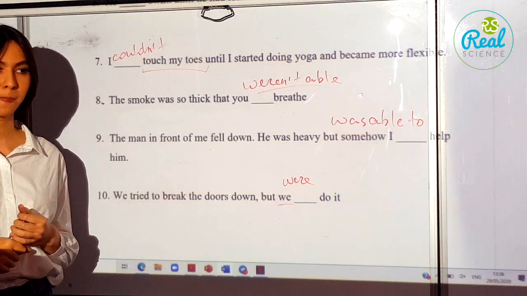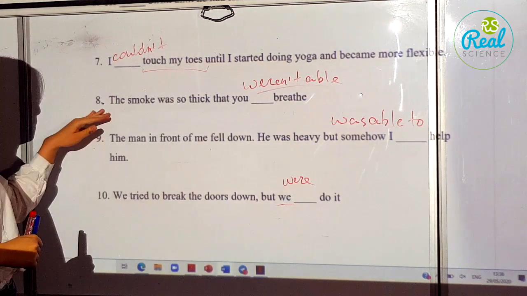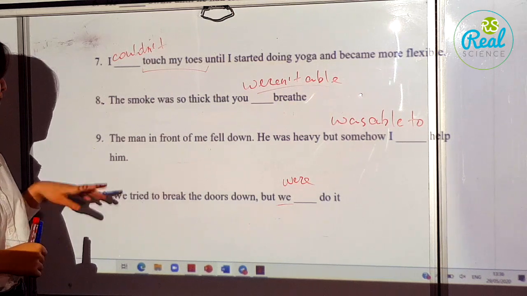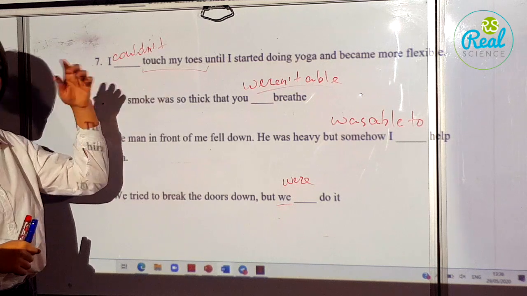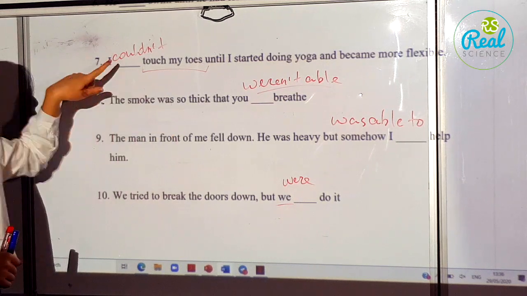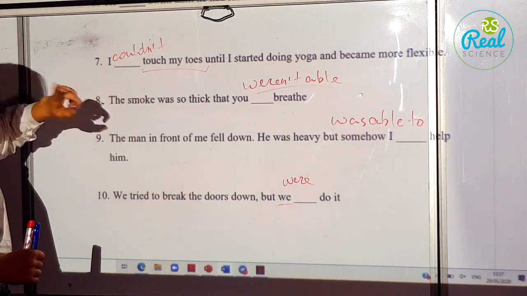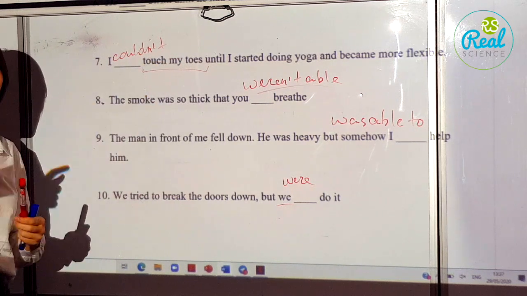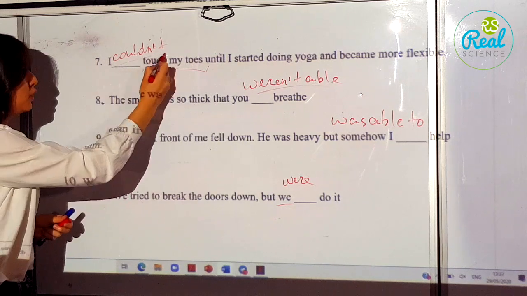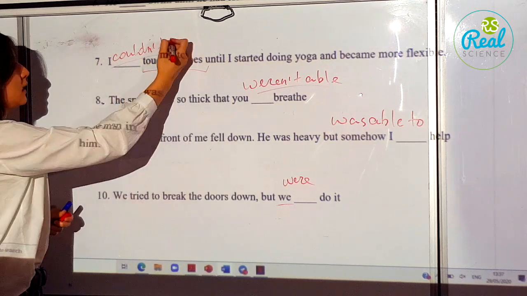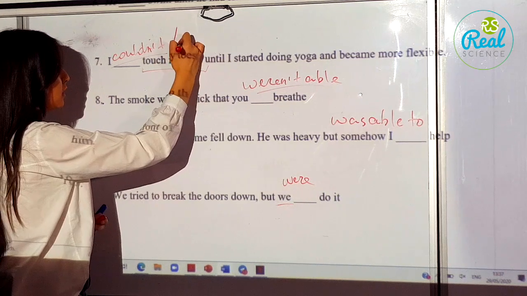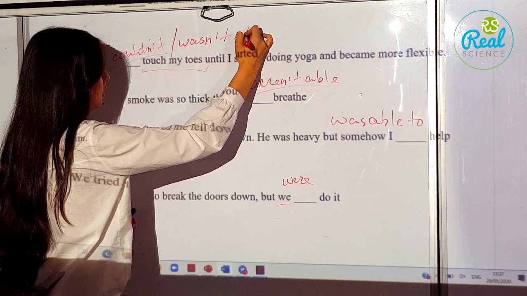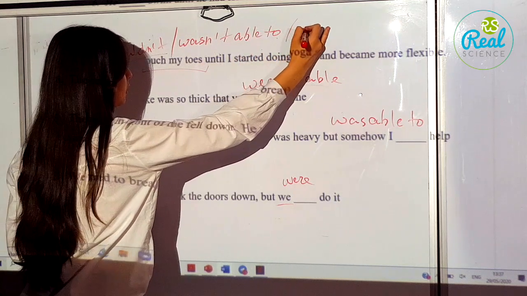In the eighth we took were not able. In the seventh, couldn't. What is different? No, actually, guys, yes, very good. So you can use here couldn't and other negative forms also. You can use couldn't for all of them. And also here you can use wasn't, weren't able to also. The other options are also correct.